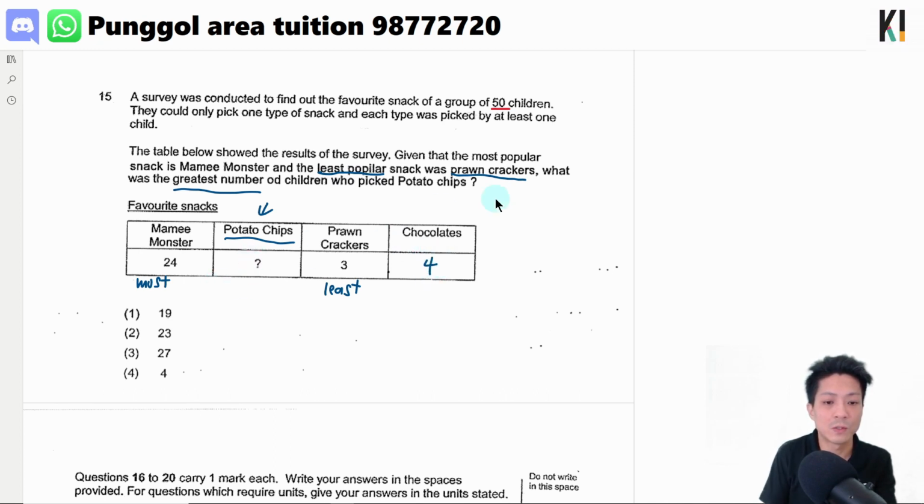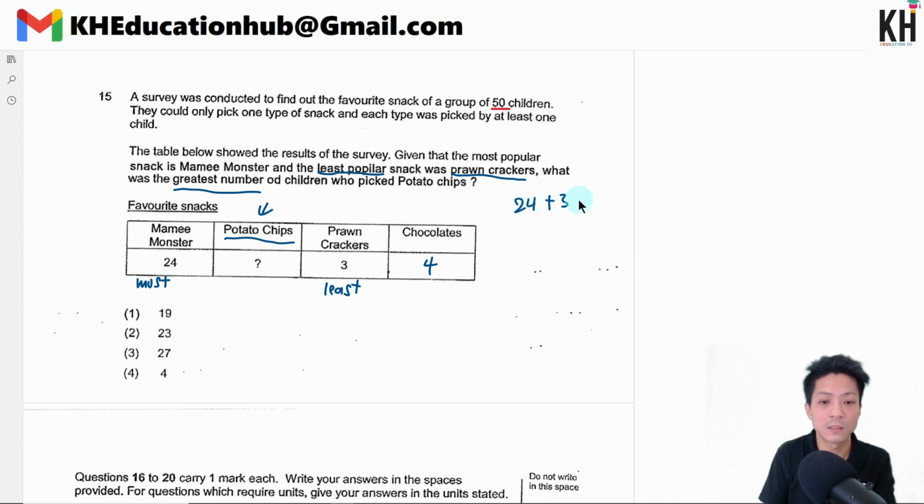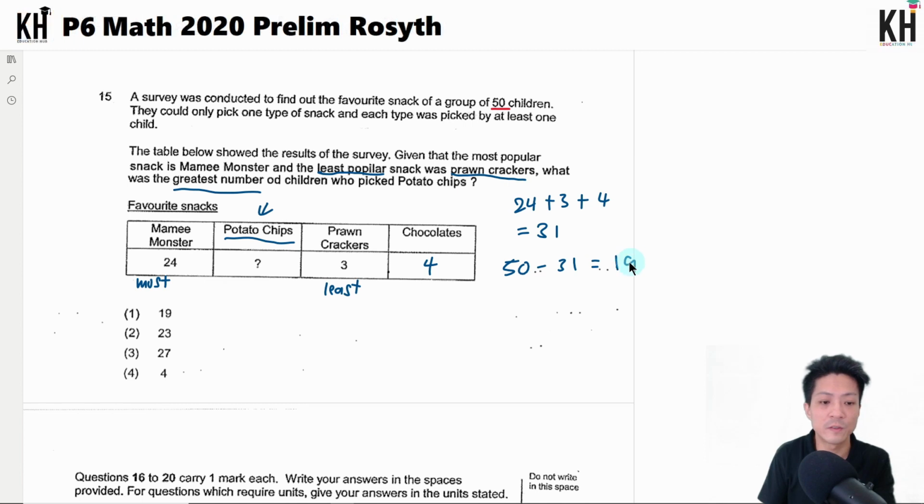So the first thing that I'm gonna do is 24 plus 3 plus 4, which gives me 31. Then after that, 50 minus 31 gives me 19. So the answer will be number 1.